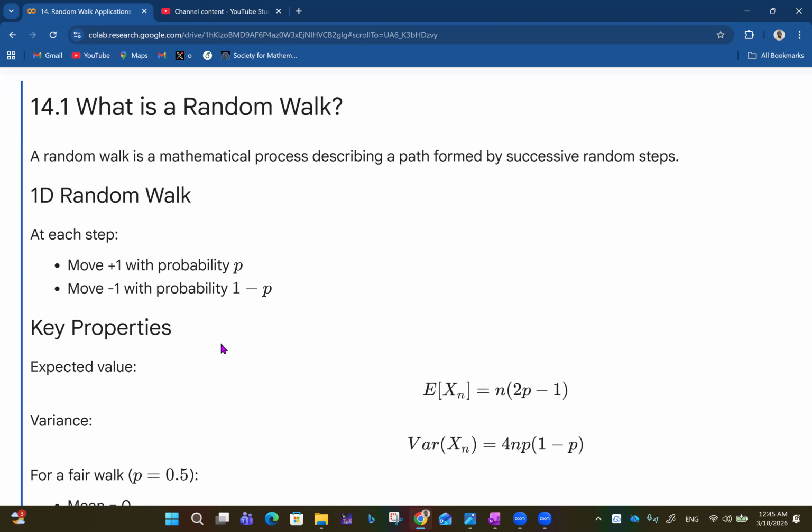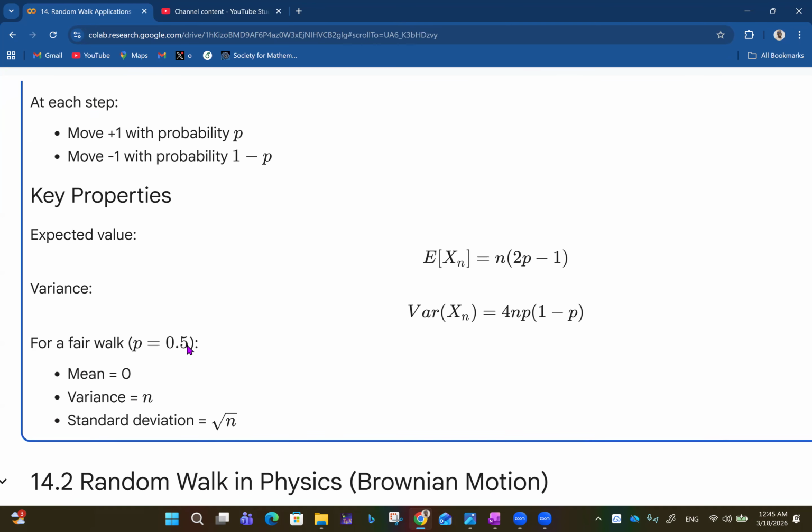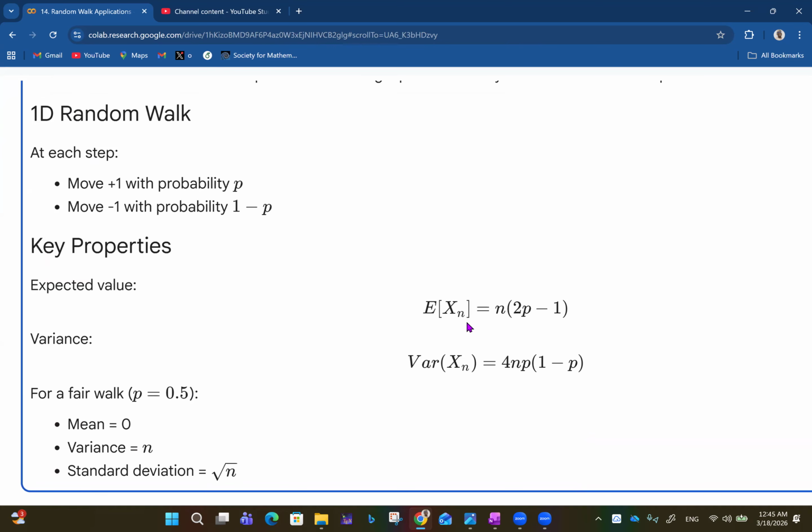And you have key properties. You have the expected value, which is the expectation of Xn, equal to n times (2p minus 1). And the variance of Xn is 4np times (1 minus p).